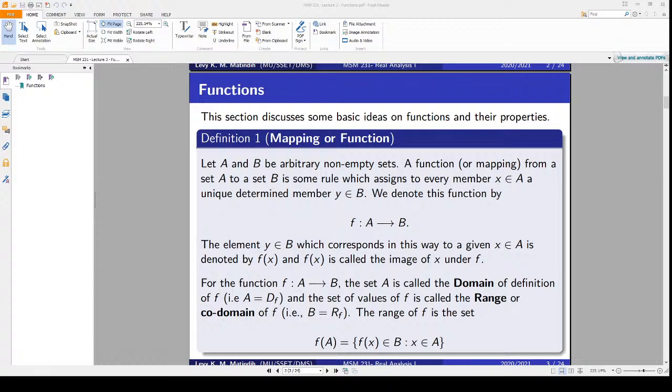The range of this function, sometimes we write it as f of A. So in short, B is equal to f of A.